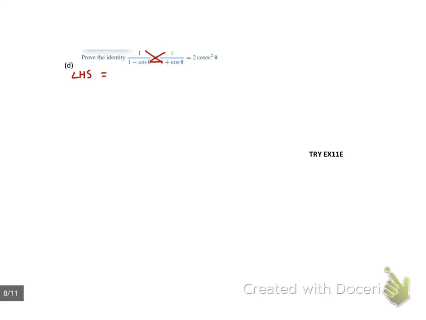So I'm going to do 1 times 1 plus cos theta plus 1 times 1 minus cos theta over 1 minus cos theta times 1 plus cos theta. Now that top line simplifies to 2, and the bottom line is the difference of two squares. So we get 1 minus cos squared theta, which of course is sine squared theta, and 2 over sine squared theta. Well, when sine squared theta there is on the bottom, we'll bring it up the top because we know its reciprocal is cosec squared theta. And then we normally finish off by saying this equals the right hand side, so therefore we've proved what we set out to.